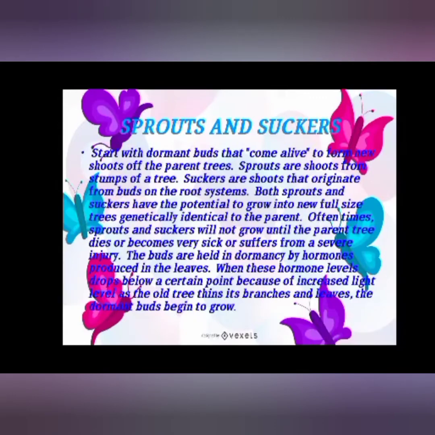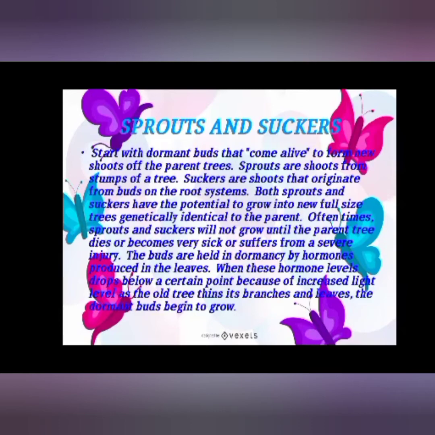Next is sprouts and suckers. They start with dormant buds that come alive to form new shoots of the parent trees. Sprouts are shoots from the stump of a tree. Suckers are shoots that originate from buds on the root system. Both sprouts and suckers have the potential to grow into new full-size trees genetically identical to the parent.